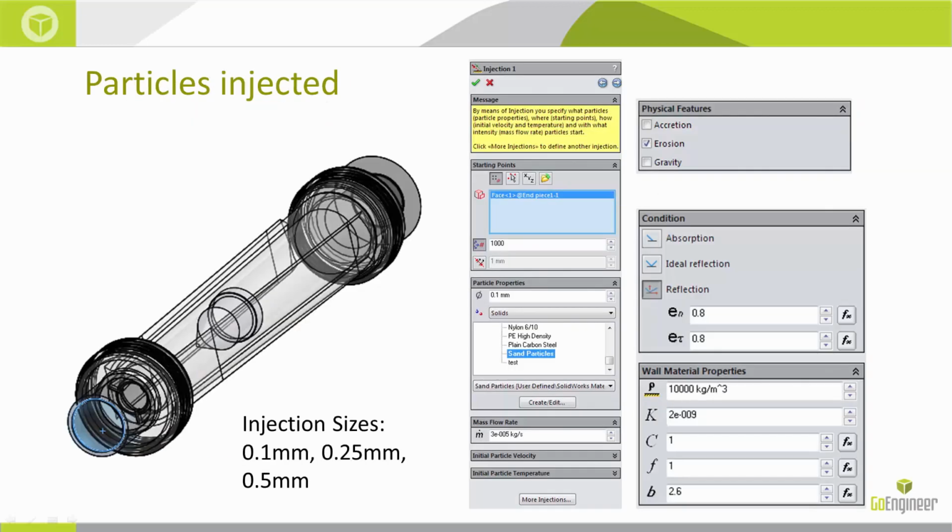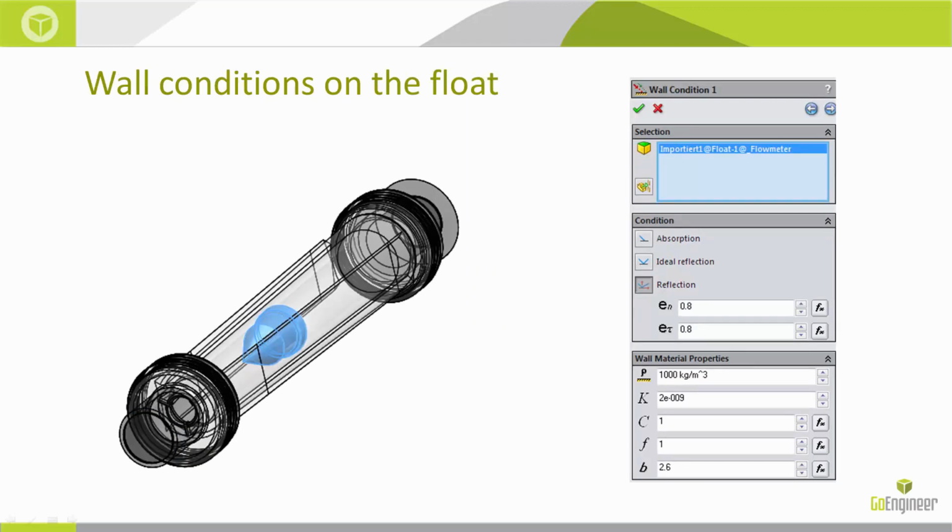We can, on the post-processing end, inject particles into our study. The condition for these particles is that they're not disrupting the flow of the fluid. So we'll introduce sand here. You can say how many particles, the diameter of them, the density is necessary, and the mass flow rate, so you know how many of these particles are being introduced. We can even look at effects of erosion on the float as well.